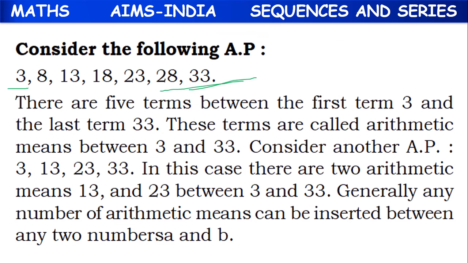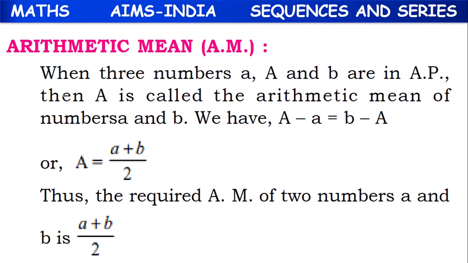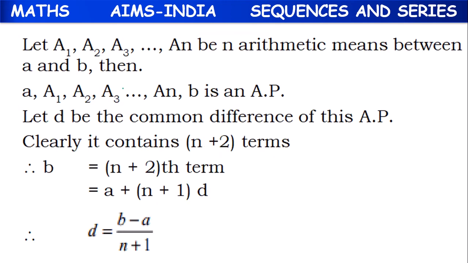Okay, children, what formulas have we framed up to now? What is the formula for a single arithmetic mean between two numbers? If A and B are two numbers, their arithmetic mean is (A plus B) by 2. This is one formula. Or if you insert n arithmetic means between A and B, their common difference will be calculated by D equal to (B minus A) by (n plus 1). This is another formula.